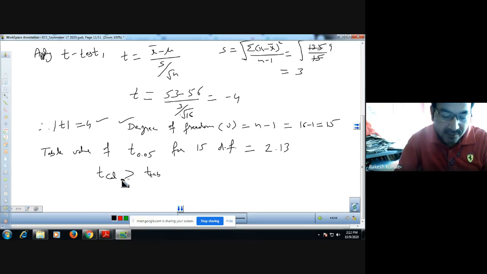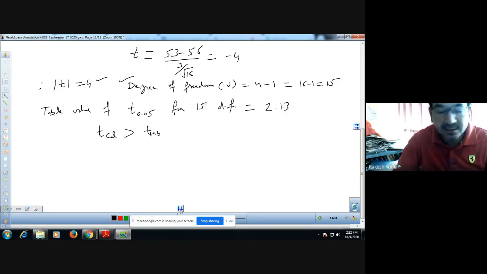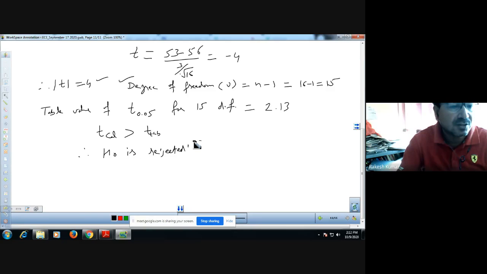If the calculated value is greater than the tabulated value, as we have used in the previous lectures also, in that case the null hypothesis is rejected. Therefore, H naught is rejected. If H naught is rejected, then clearly H1 is accepted. And if H1 is accepted, it shows that the sample has not come from the population with the mean of 56. It has been taken from some other population. So this is the final conclusion of part number 1.